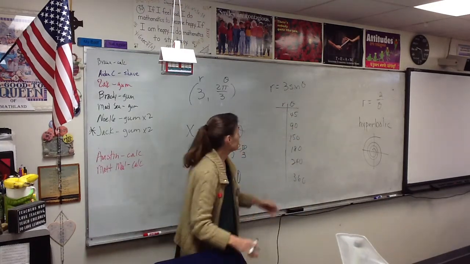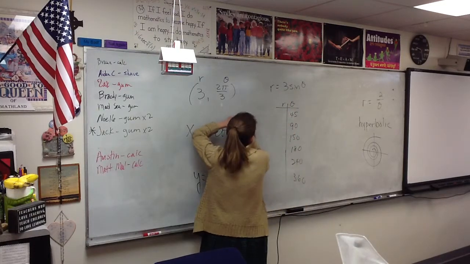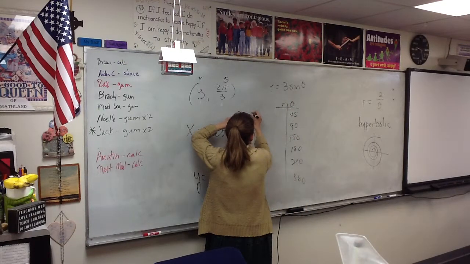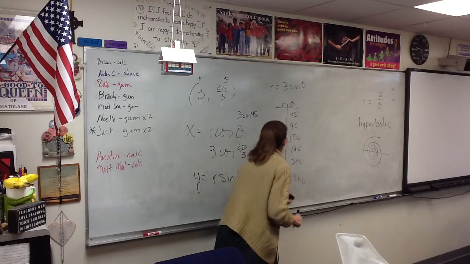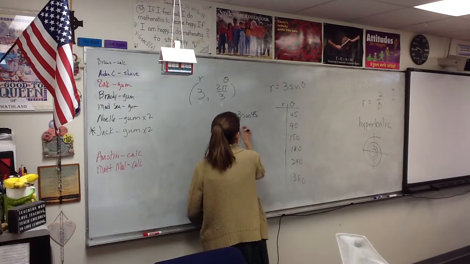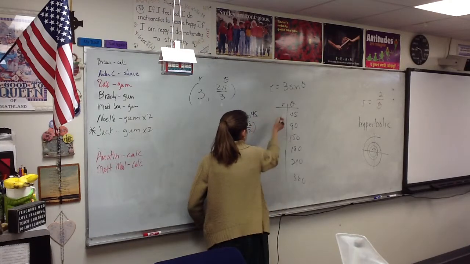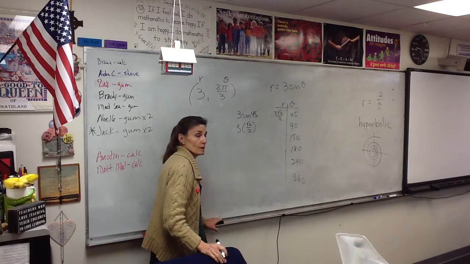So all I need to do is take 3, so for here, it would be 3 sine 45. That's the number that's going to go here. Oh, that's easy. And sine of 45 is root 2 over 2. So we get 3 root 2 over 2. Did you put that on the calculator?